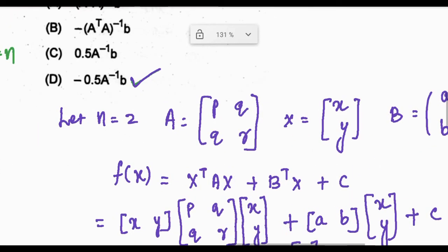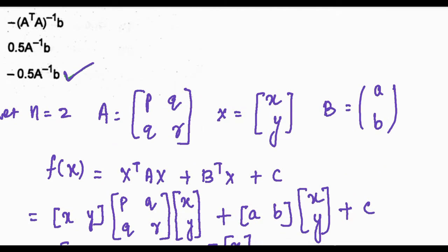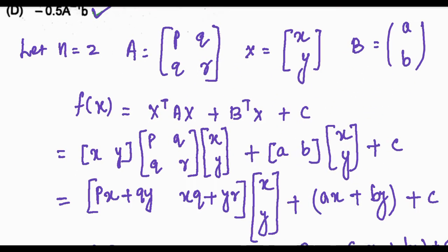That means we are considering n is equal to 2, so the order is 2 cross 2. I am considering A is equal to [P Q; Q R]. As it is a symmetric matrix, I am retaining Q in both places, and here x is [x y] and B is [a b]. What is the function given here? x transpose A x, where x transpose means x y in row form, then A and then x, and then B transpose means a b, then x, plus C. C is a constant.